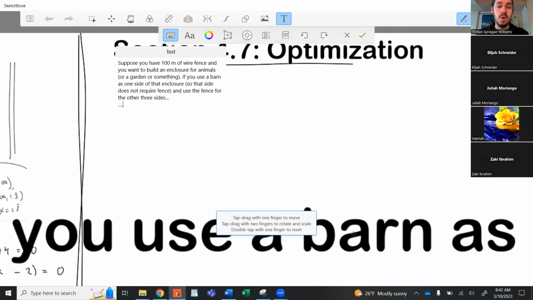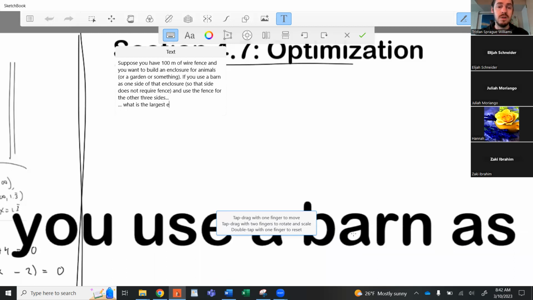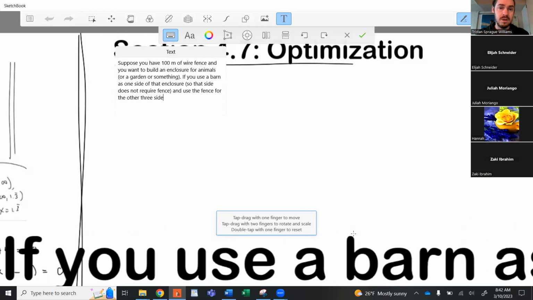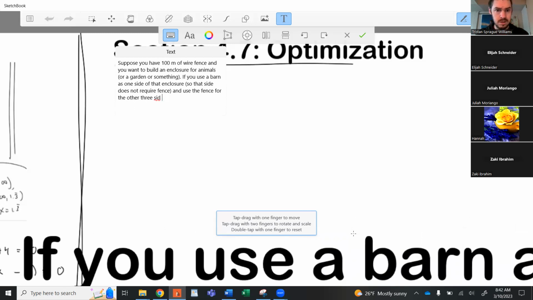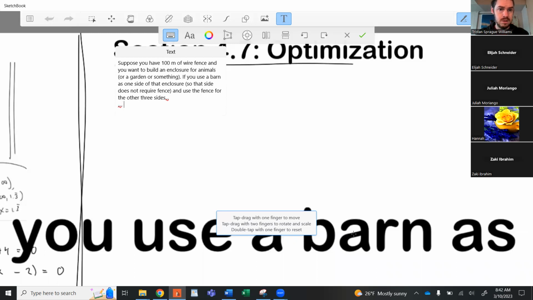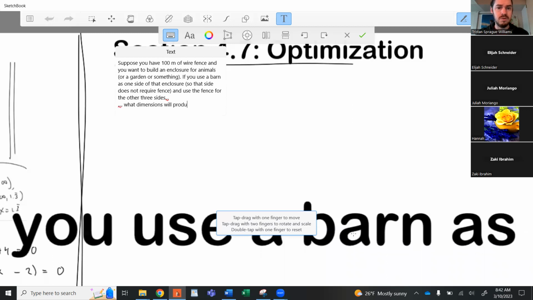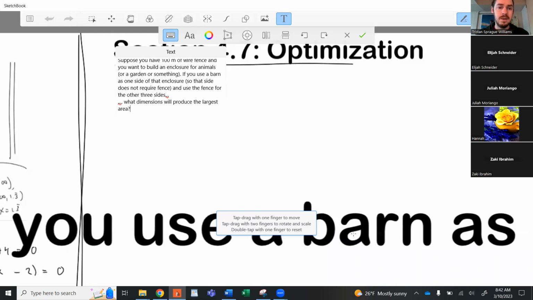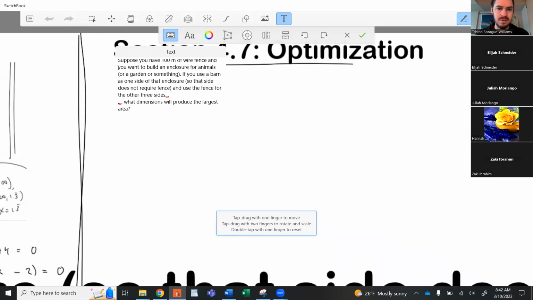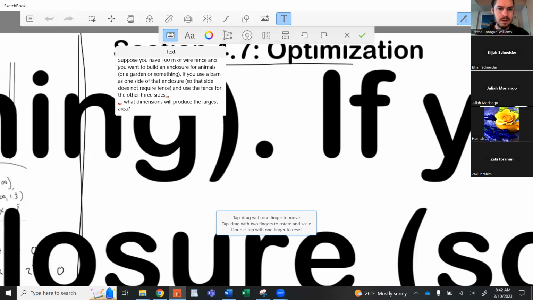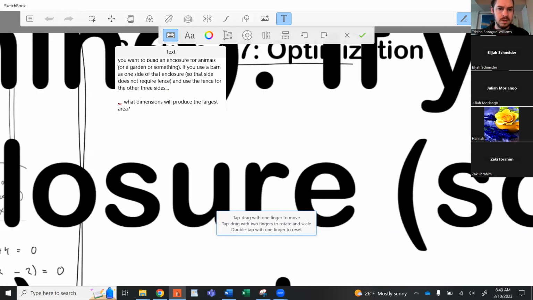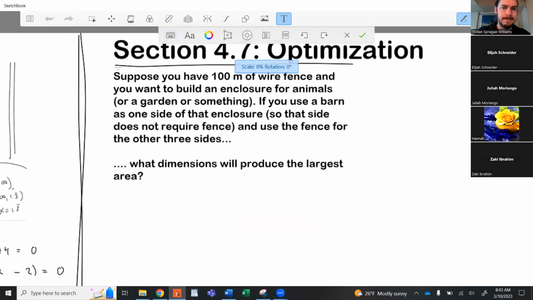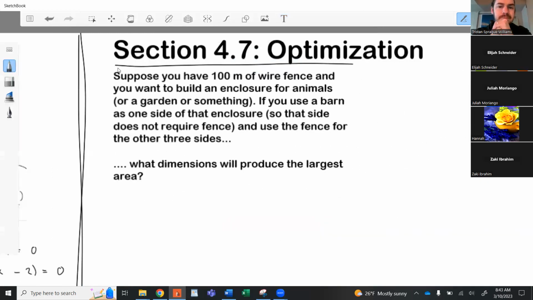The question is, what dimensions will produce the largest area? This is a question of optimization given some scenario. How do we optimize it? Okay, let's do some steps.